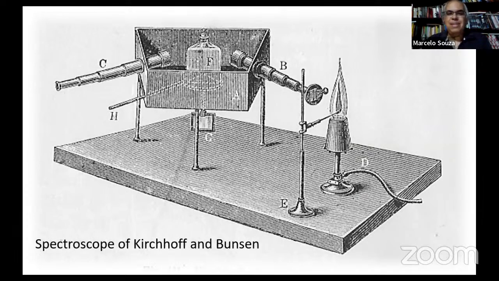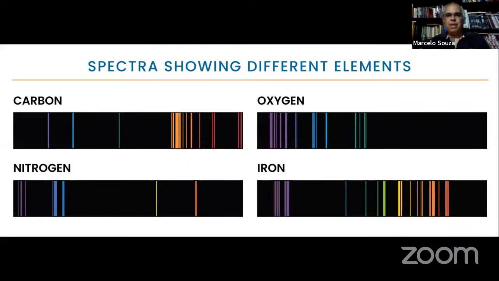With these experiments, they saw the Fraunhofer lines. That's what happens when the light of an element passes across the prism, and you see it on a screen. The first time that he used this as an experiment was in 1860. Here are the spectra of different elements: carbon, oxygen, iron, nitrogen.